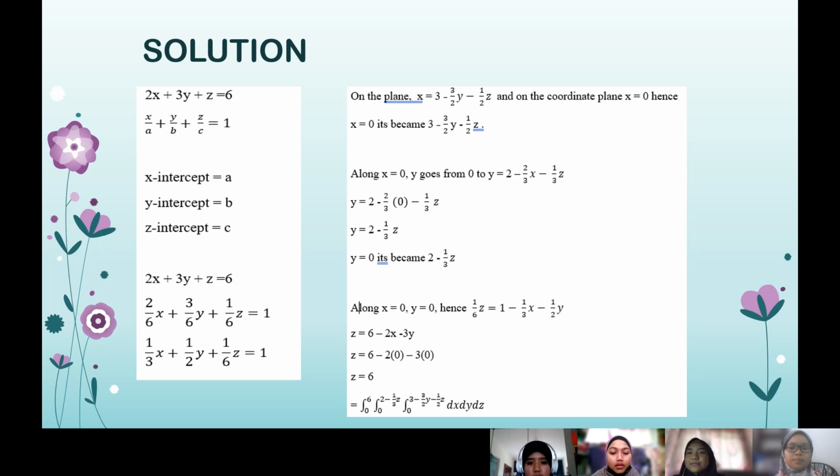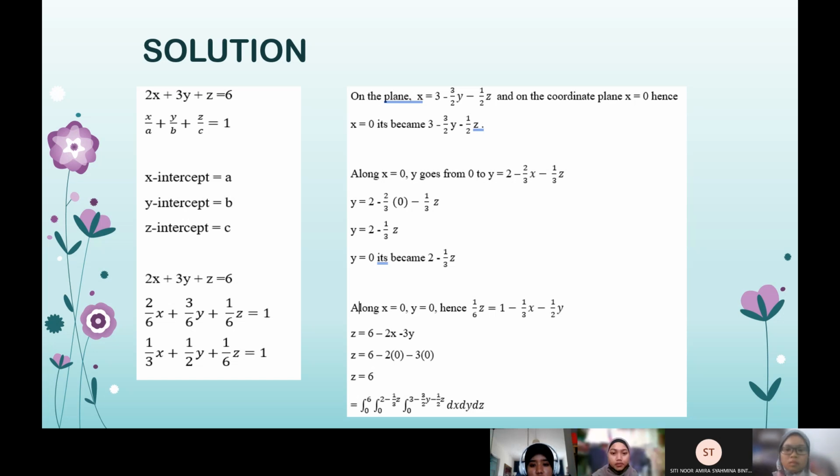And then on the plane, x equals 3 minus 3 over 2y minus 1 over 2z. And on the coordinate plane x equals 0, it becomes 3 minus 3 over 2y minus 1 over 2z. And along x equals 0, y goes from 0. That makes the equation y equals 2 minus 2 over 3x minus 1 over 3z.